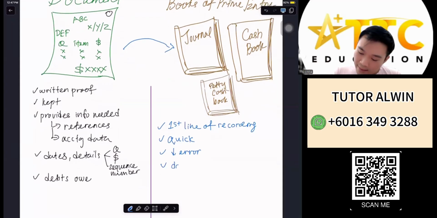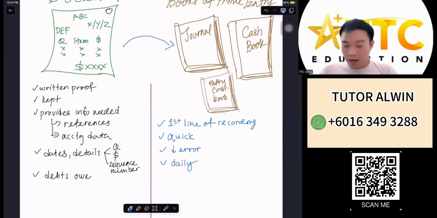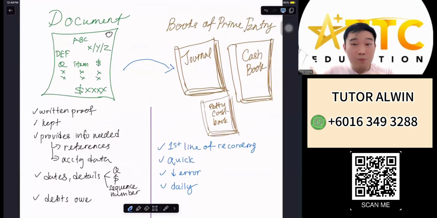So this is done daily, and I advise everyone to really do this daily. That's why sometimes we love to call these books of prime entry our day books. One of them is called the journal. The journal is something like our diary. We have the sales journal, the purchases journal, the purchase returns or so-called returns outwards journal, and our sales returns or the returns inwards journal. Instead of the word journal, they will sometimes replace it with day books, so the terminologies are interchangeable.